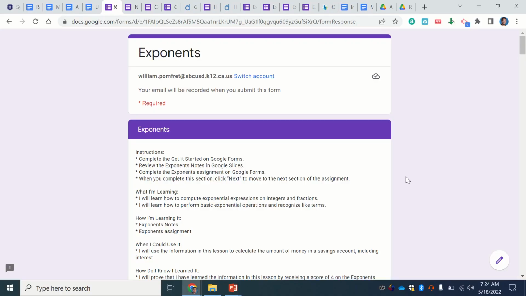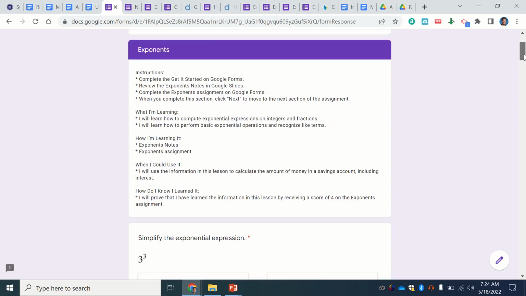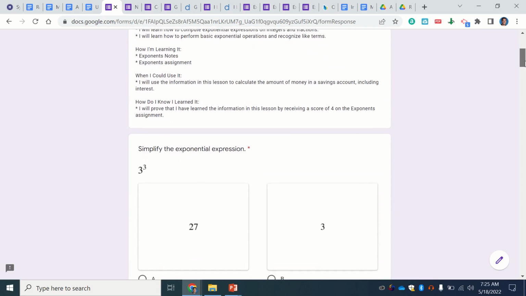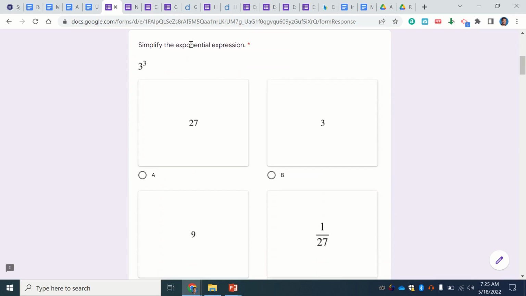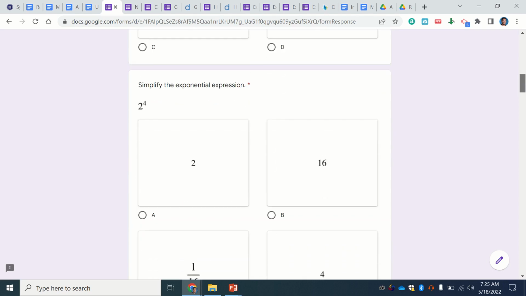Let's take a look now at the exponents assignment. So our assignment here begins with our learning goals and success criteria. If we scroll down, we begin our questions. So the first one says, what is 3 to the third power? Well, 3 to the third power is 3 times 3 times 3. Well, 3 times 3 is 9, times 3 is 27. So we'll go ahead and mark that as our answer, 27. And we'll scroll down to the next one.